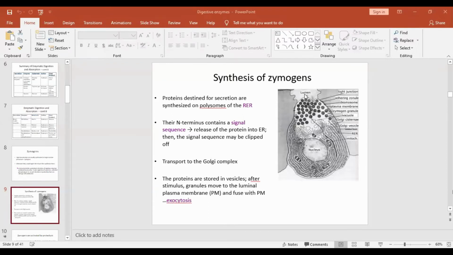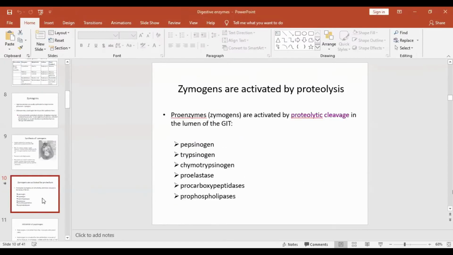That direction is provided by this N-terminal signal sequence, and that is helping the movement of the zymogen, showing where they are supposed to go after being synthesized. After being synthesized, because zymogens are synthesized in inactive form, they need to be converted to the active form, and that is brought about by proteolytic cleavage, proteolytic cleavage in the lumen of the GIT.